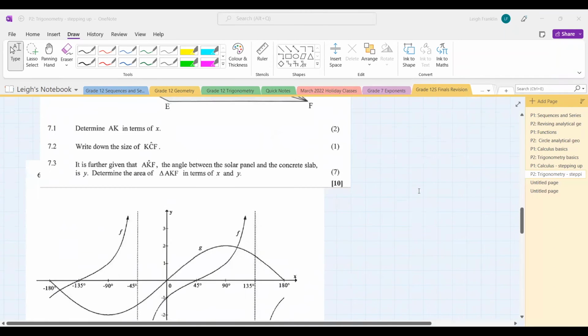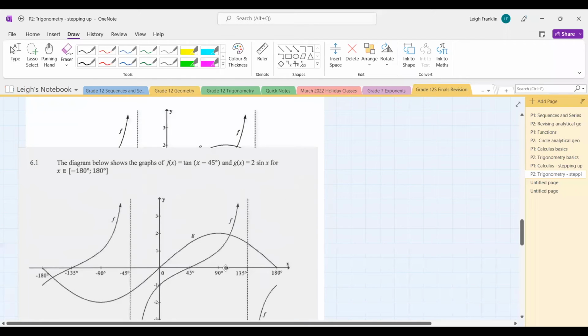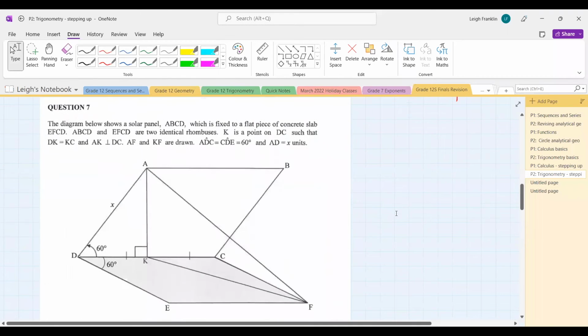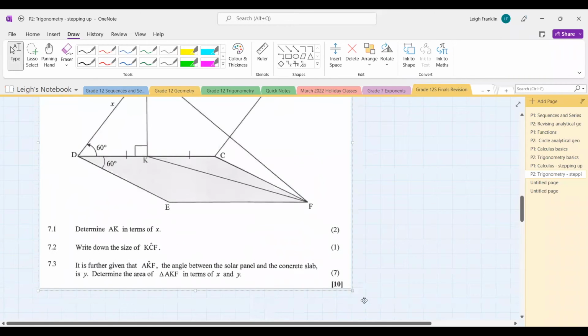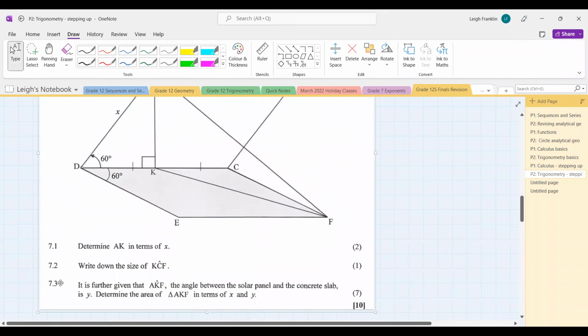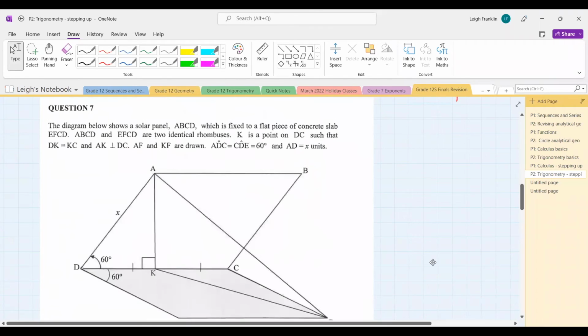Okay, so this is also a little bit more difficult. Don't worry about that one now. I just want us to focus on this. Okay, so this is a 3D trig question, and the reason why I selected it is because you can see here, question 7.3 was out of 7 marks. So that's a lot. So that's why I wanted to do this question with you guys today.